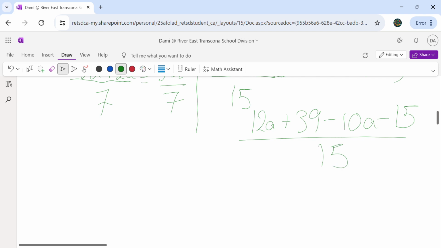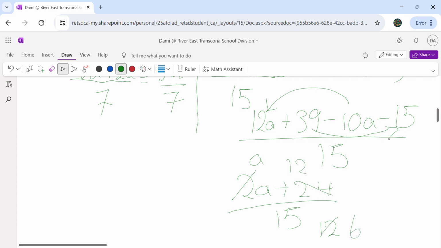Collect like terms. So bring minus 10a here and 39 bring it here. So 12a minus 10a is 2a. 39 minus 15 is plus 24, over 15. Can you go lower than this? No. If this was a 12 and not a 15, you would divide each of them by 2. But we do not have that. We have a 15, so we can go further.